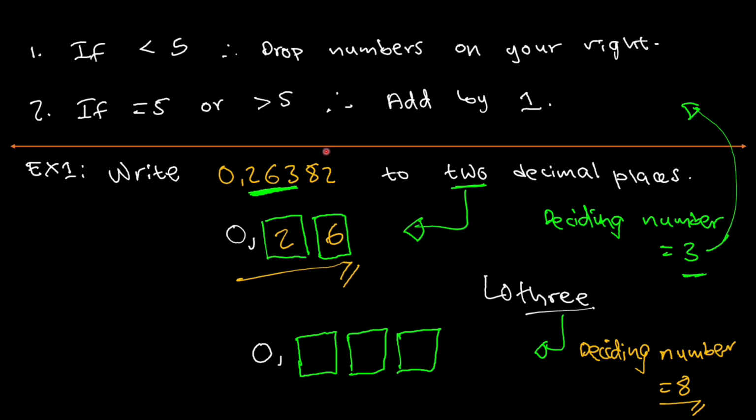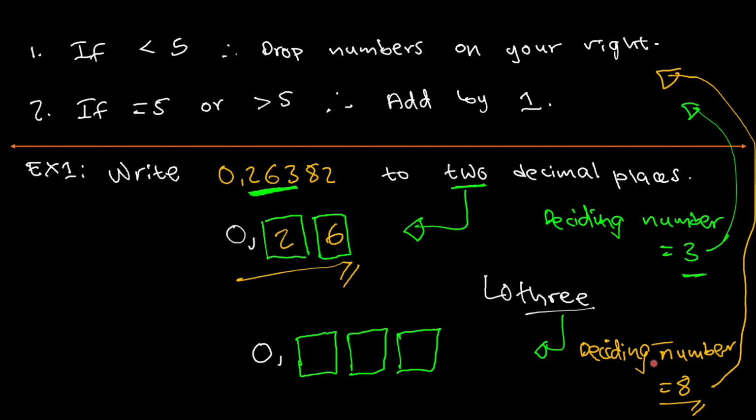This is number 8. That number there. Remember, the deciding number is the number that comes right after the underlined numbers, as per the question. Now you ask yourself 2 things. So this is what we're going to compare against the 2 conditions right there.